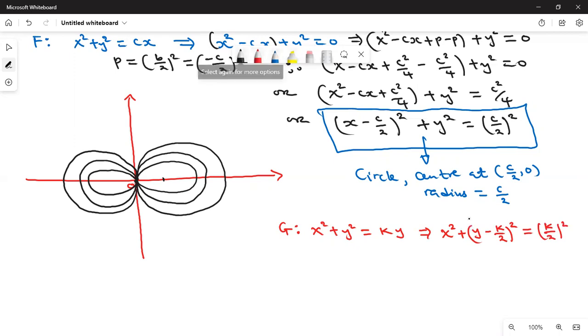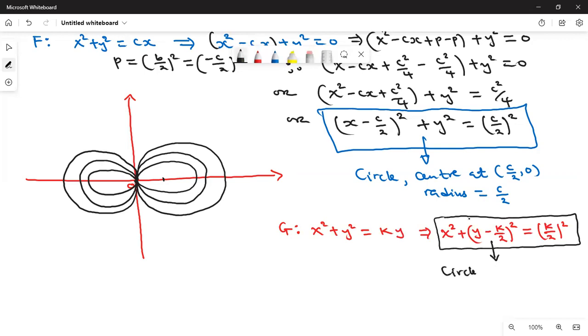Again, these are circles with center at (0, k over 2), and radius is equal to k over 2. We can also sketch them.